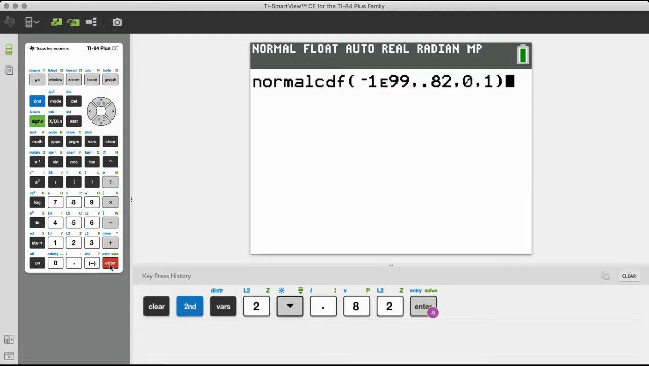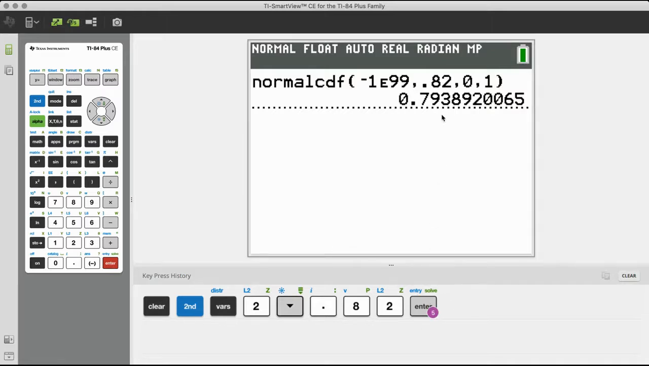And then you hit paste. Okay, you're going to have to hit enter a couple times. All right, in fact, if you look down here, you can see that I had to enter 5 times. But this is the area. It's 0.79389, etc. The directions say round to 4 significant digits. I'll let you do that.